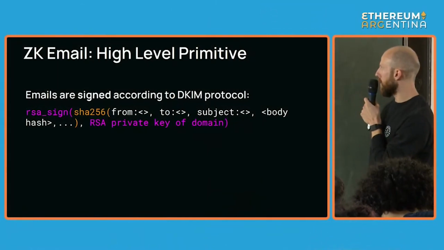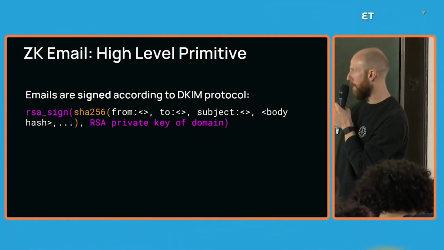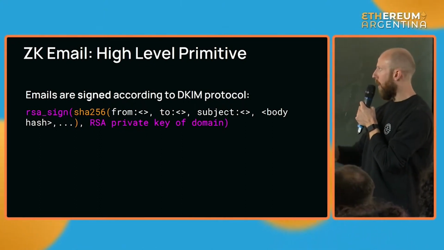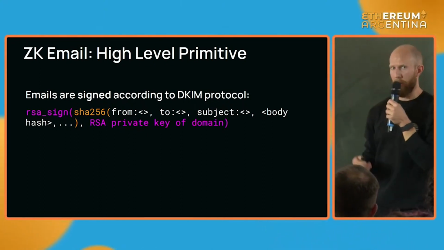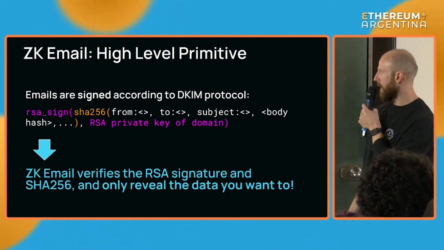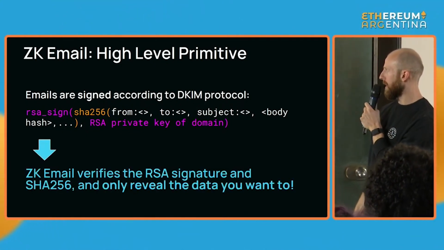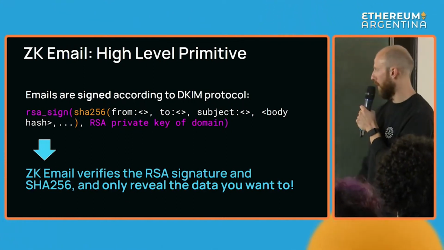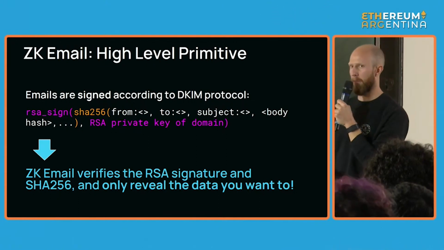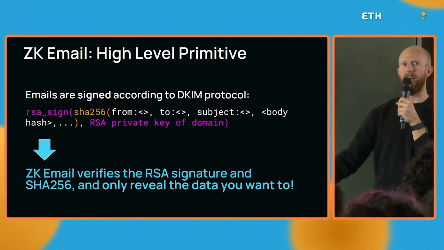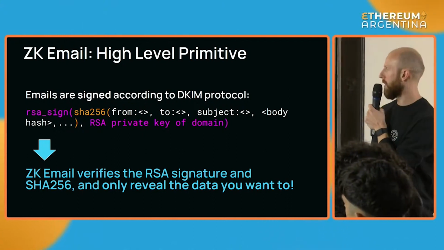And that's a concrete example of what that looks like. Emails use this DKIM protocol, where they basically hash and sign all this useful information about an email. And where you might see we're going is that we could potentially use a regular expression tool to prove things about that email, and more importantly, only reveal the data that we want to reveal.